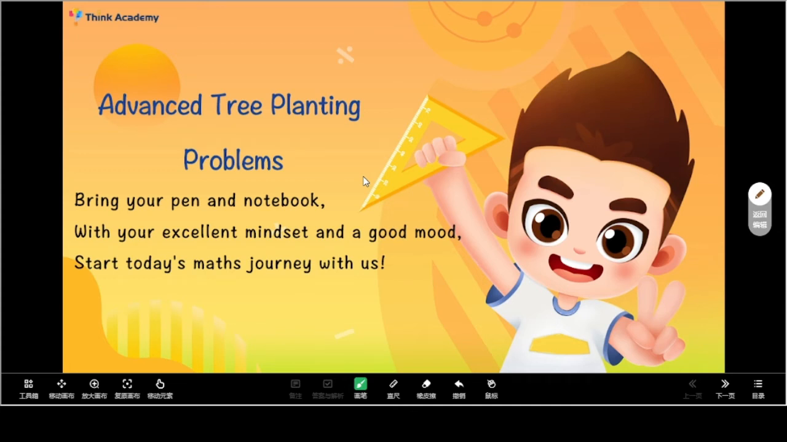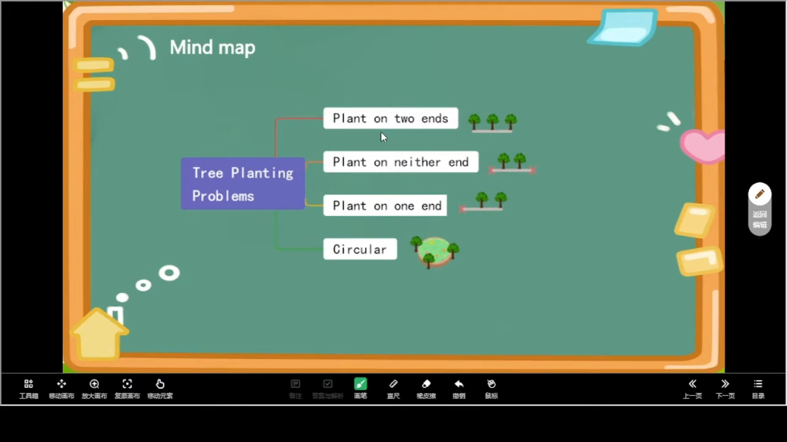Today we are going to talk about advanced tree planting problems. Again, bring along your pen and notebook and also your excellent mindset and good mood. Start today's math journey together with me. Okay, before we get started, let's have a simple revision first.